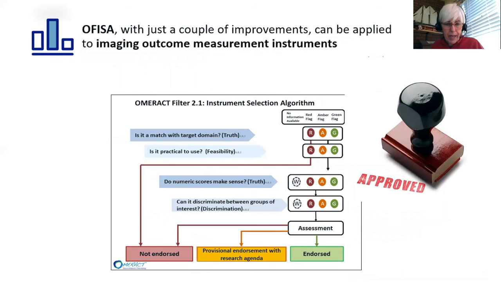But aside from those additions, and that's important information, OFISA is a pretty good fit for making decisions about imaging outcome instruments and whether they are good choices for a core outcome set. You can expect to see the adjustments I've spoken about today in our OMRAT handbook this fall.